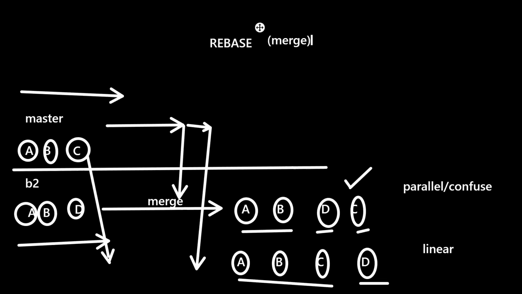It also merges. It brings commit C from master to B2, but it will rearrange the commit history in such a way that first it will show all parent commits, then all the child commits. Got it?